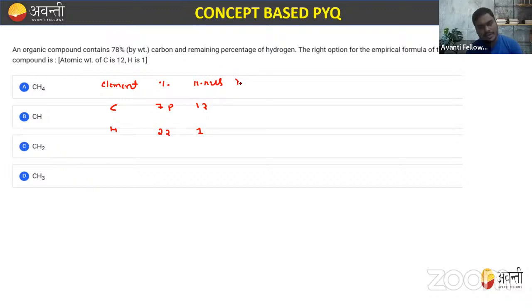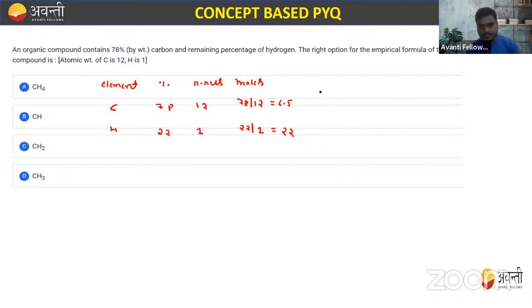Now you can calculate the number of moles. How will you calculate? Mass upon molecular mass. That is 78 divided by 12, and 22 divided by 1. So here the moles will come out. So how many moles will come out, quickly tell. First is 78 divided by 12, so this will come out to be 6.5. Okay. Now 22 by 1, this will come out to be 22. So this is our number of moles.